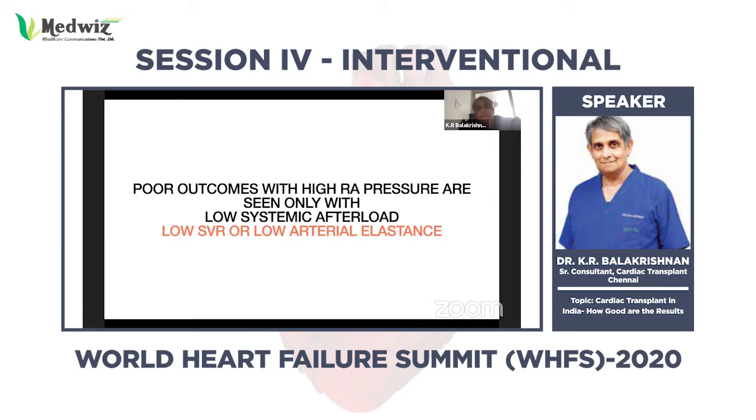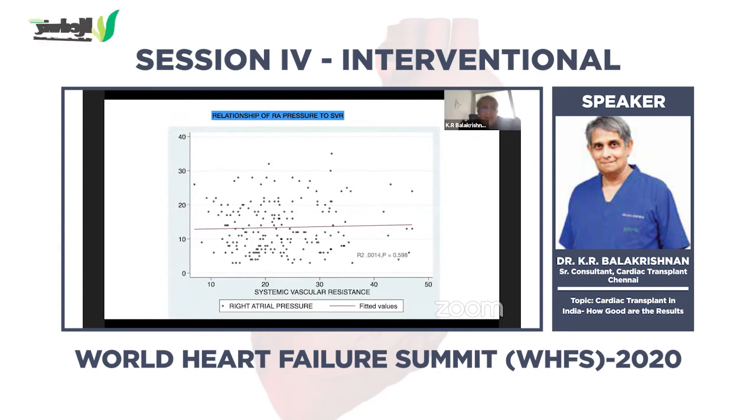Poor outcomes with high RA pressure were seen only in patients who had low systemic afterload, measured either as a low systemic vascular resistance or low arterial elastance. When you have a patient with a high LA pressure over a period of time, the left atrial pressure has an impact downstream, and the mean PA pressure goes up and the PVR goes up. So we were wondering whether a similar situation would involve the right side.